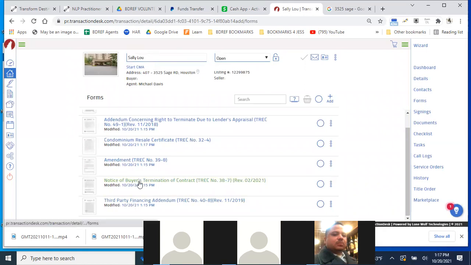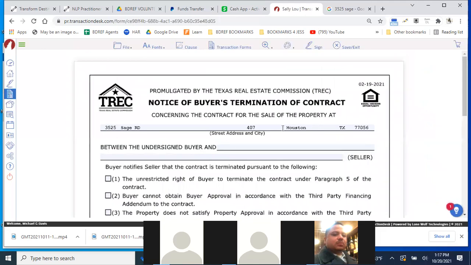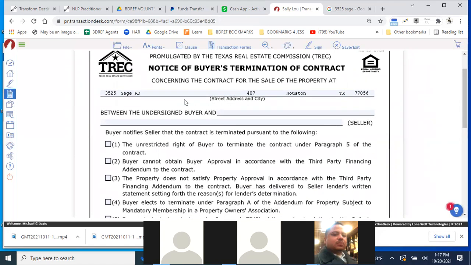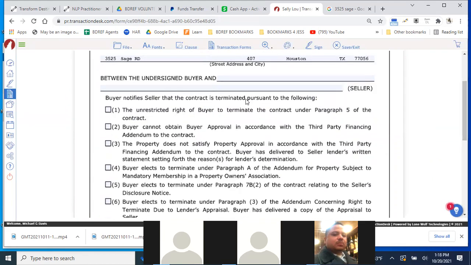If you ever have to terminate, this is the notice of termination. Now, the release of earnest money is not a TREC form. It's a TAR form or HAR form, the release of earnest money. But the notice to terminate, the TREC form, is this. And this is how you notify under what grounds you're terminating.